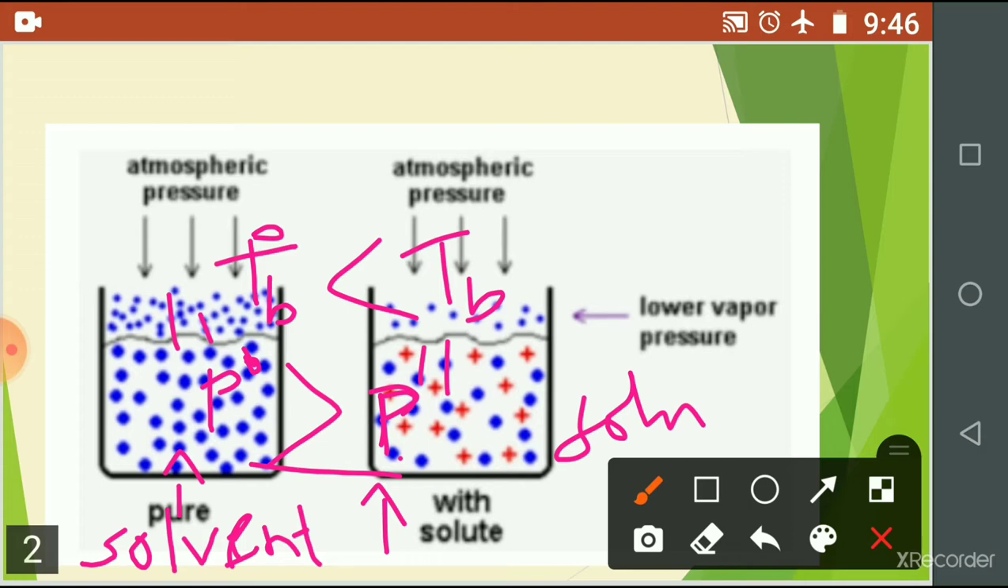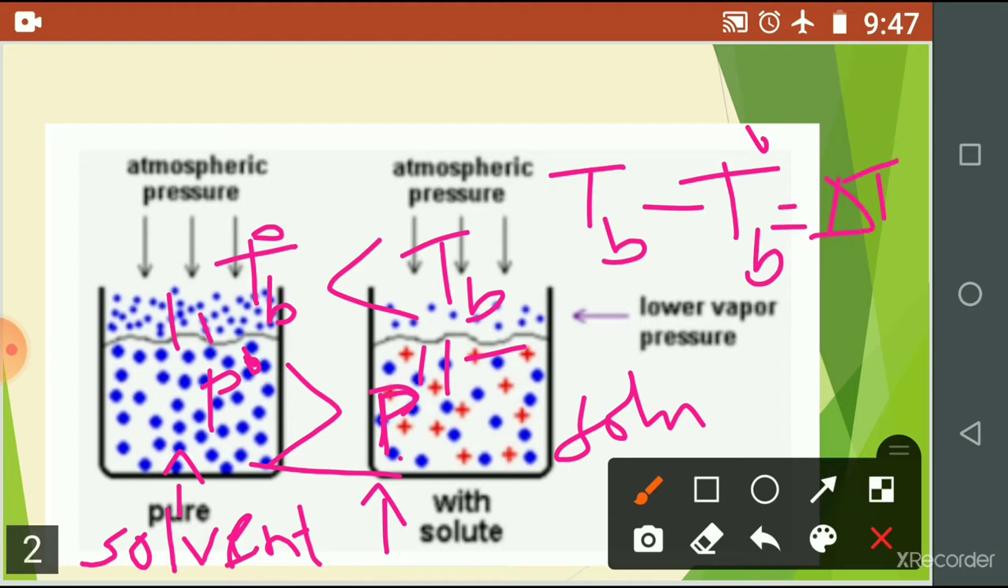Now you look, this solution's vapor pressure is less than that of the pure solvent. So the solution has to be heated to a higher temperature than the boiling point of the solvent so that its vapor pressure becomes equal to atmospheric pressure. Let it be TB. So we can say that T0B is always less than TB. There is an increase: TB minus T0B is the increase in the boiling point, or we say that it is the elevation in boiling point.